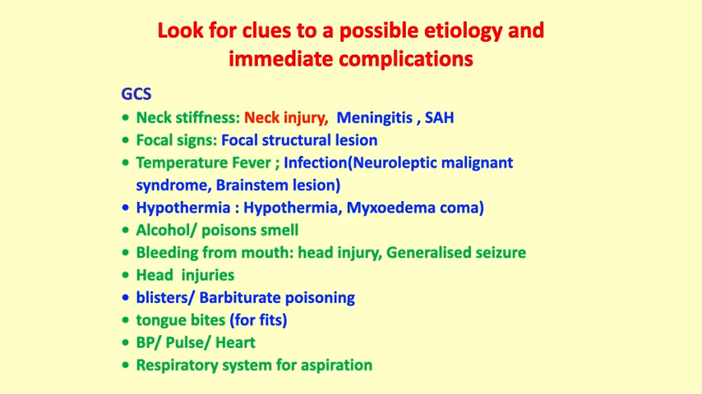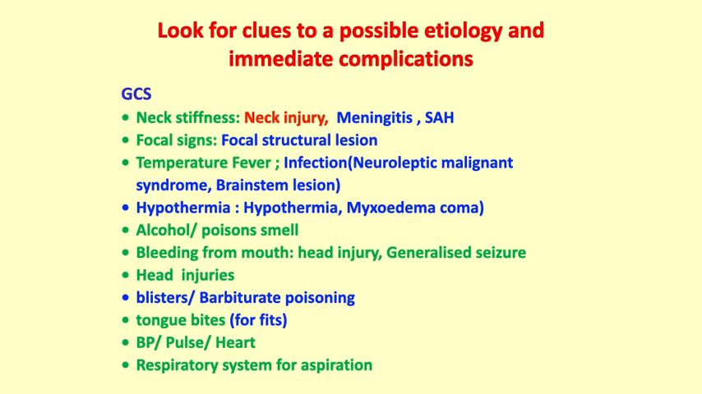So let us see what clues can be there for different etiologies. The coma scale, of course, will be examined, and if the patient has neck stiffness, you have to think of neck injury, meningitis, or subarachnoid hemorrhage. In fact, if you suspect the patient has had an injury to the neck or head, then you should not look for neck stiffness. Focal neurological signs will indicate some focal structural lesion. Depending on the onset, we may have to think of different etiopathologies.